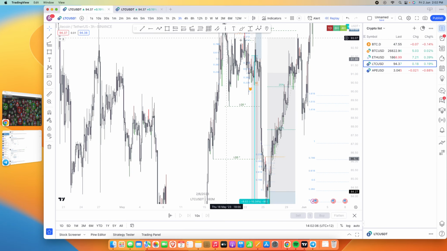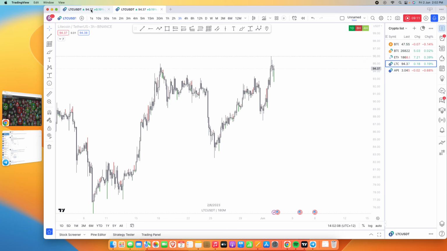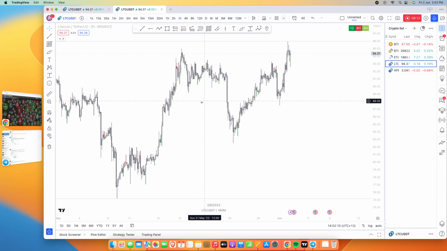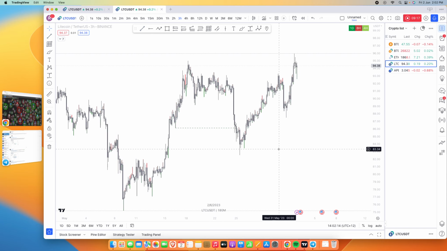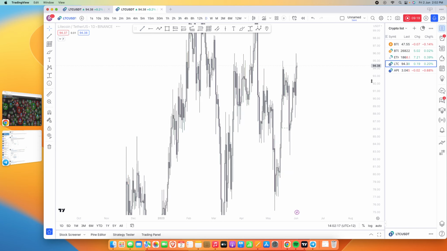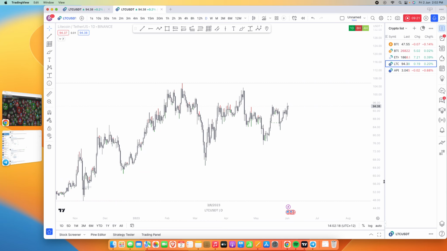I don't know if you can see this, but I don't think you can. But anyways, I'll just go over it on this chart. We basically had super key levels that have been taken out. So if we start off on the daily, right, we had key levels.